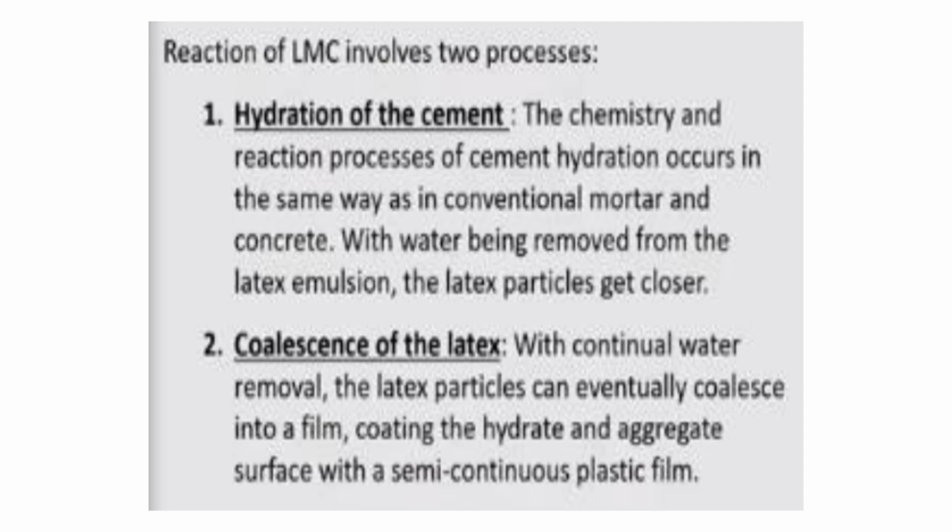With water being removed from the latex emulsion, the latex particles get closer. Secondly, what happens is the coalescence of latex. With continual water removal, the latex particles can eventually coalesce into a film, coating the hydrate and aggregate surface with a semi-continuous plastic film. So these are the processes by which LMC is achieved.